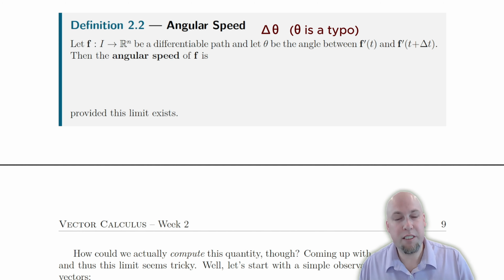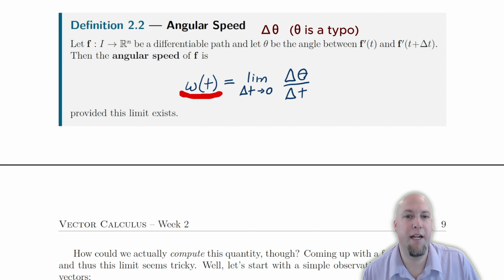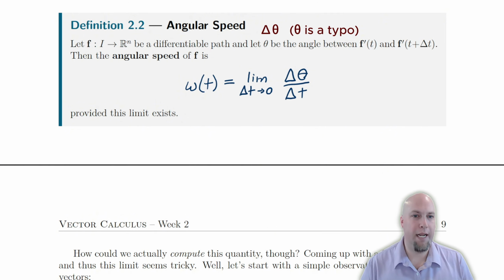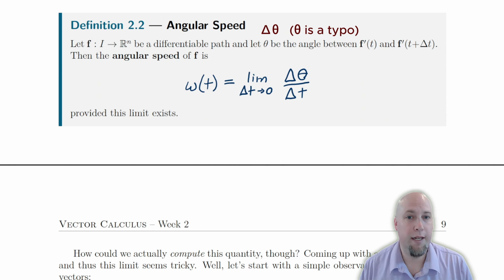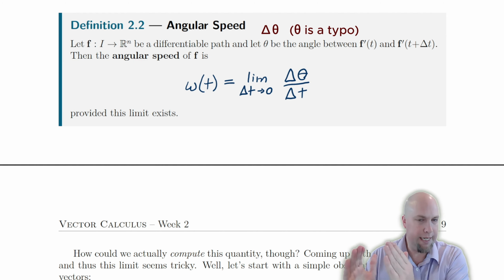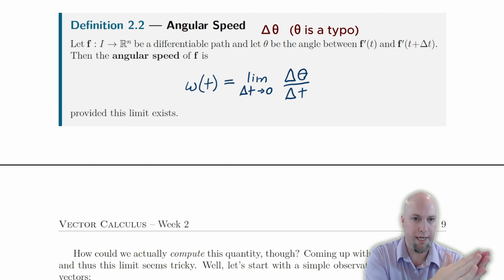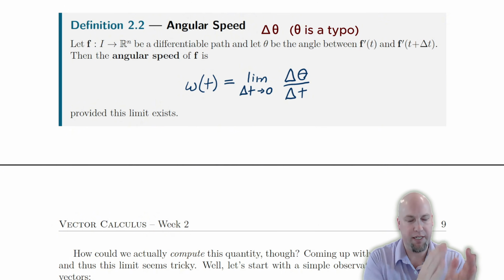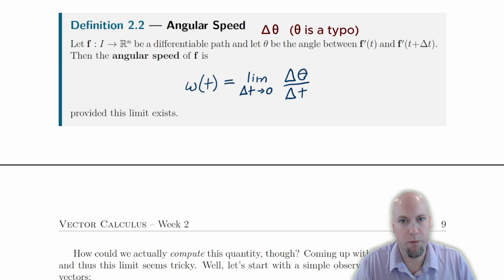Then the angular speed, which we call omega of t, is the notation that we use for angular speed. It's just the limit as delta t goes to 0 of the angle between the velocity vectors, delta theta, divided by this change in time, delta t. In other words, it's the instantaneous rate of change of the angle of the velocity vector. For this reason, I'm calling it angular speed, but sometimes it's called the rotational rate of change or the angular rate of change. It's just how quickly the angle between velocity vectors, the angle of the heading of the particle or the path, is changing. That's what this is measuring.